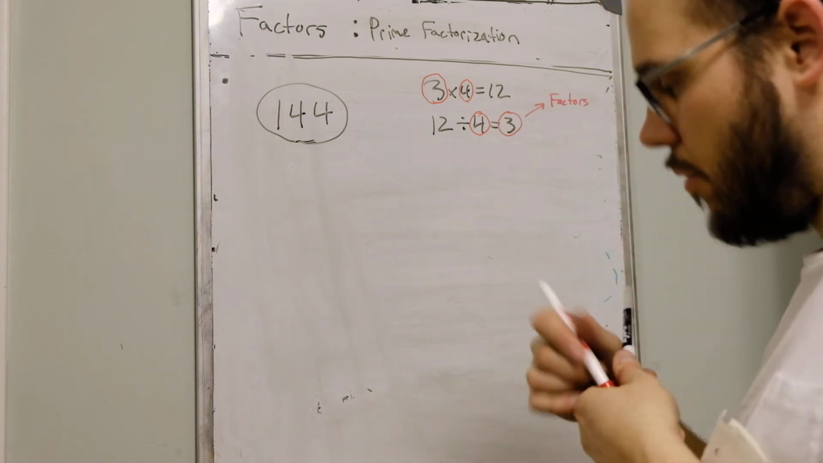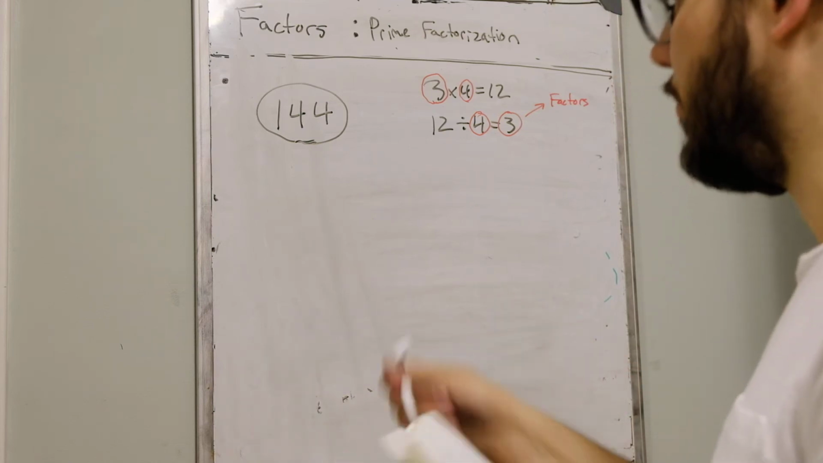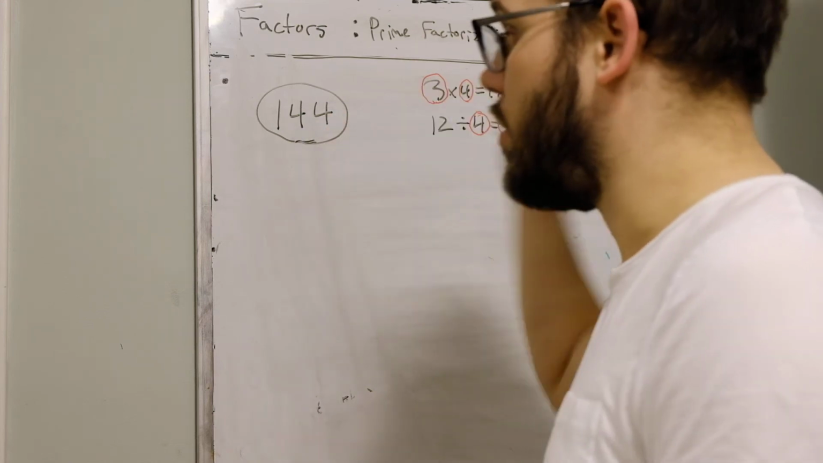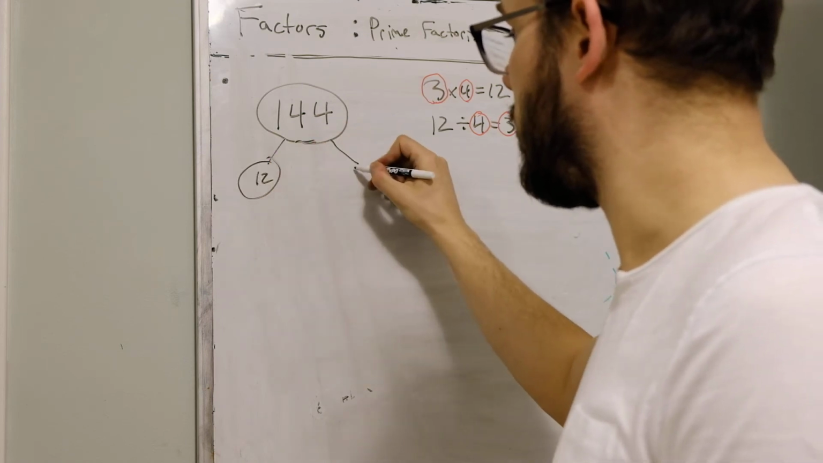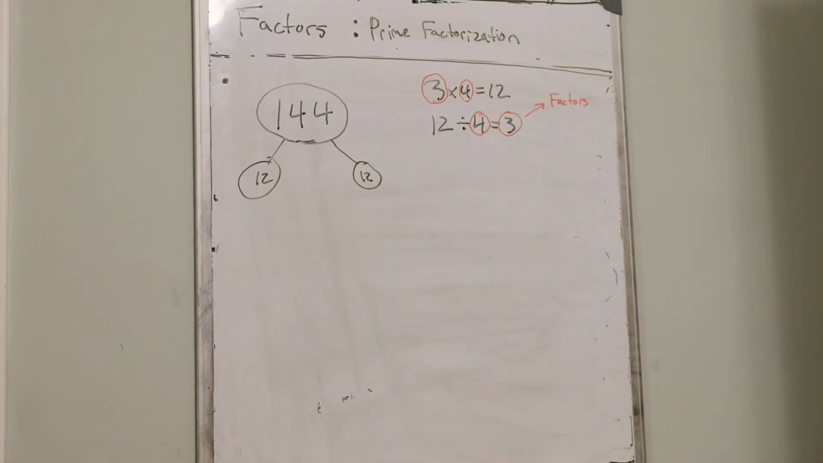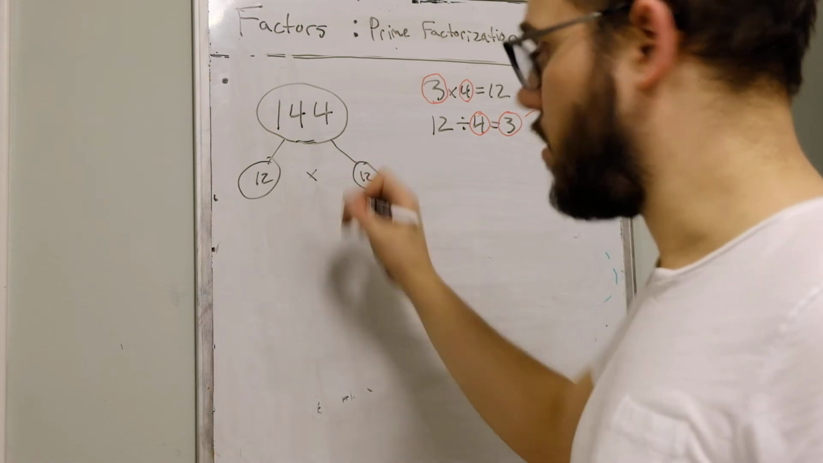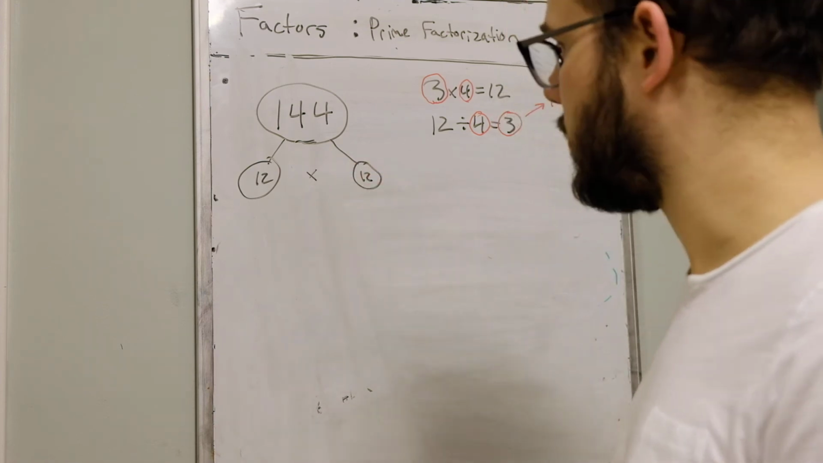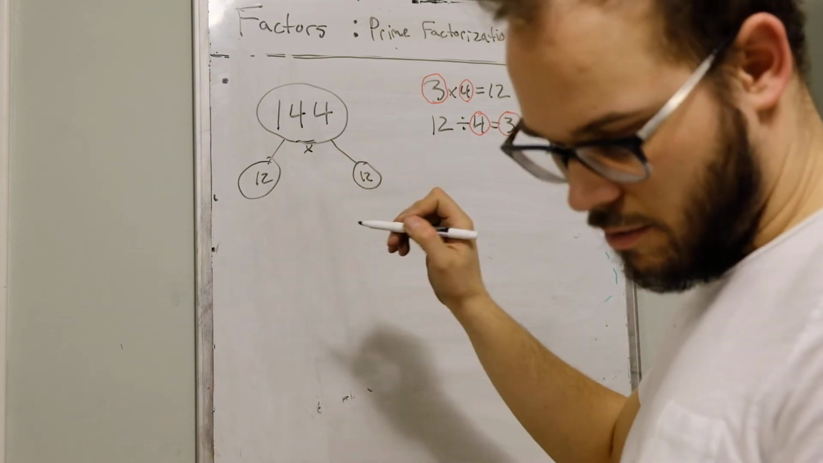Okay, so with 144, we can break this down in a variety of different ways. If you know your perfect squares, you know that 144 is 12 times 12. So let's just start there. We'll break this thing down. So the idea is that 12 and 12 together multiply to give 144. We may even put an X up where they go here.